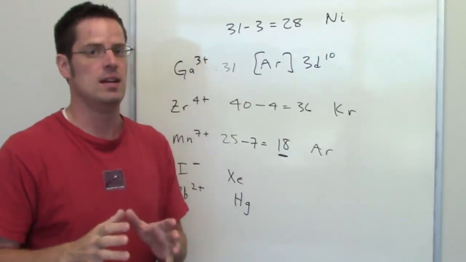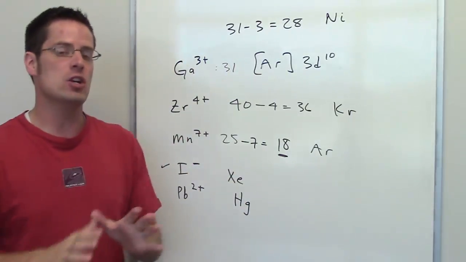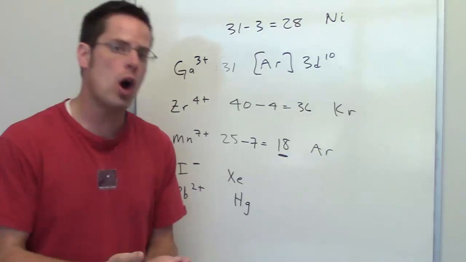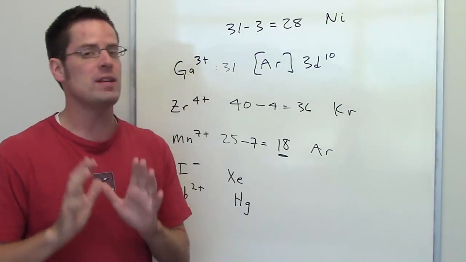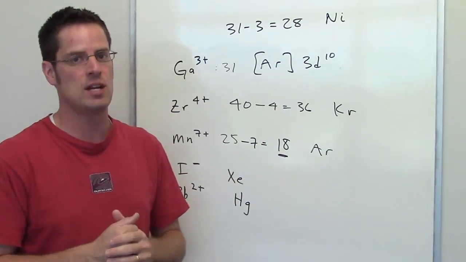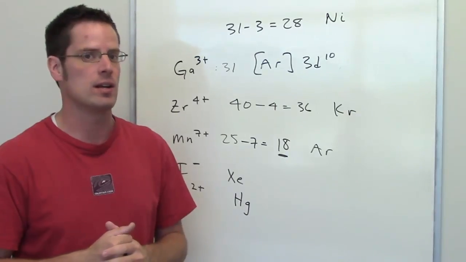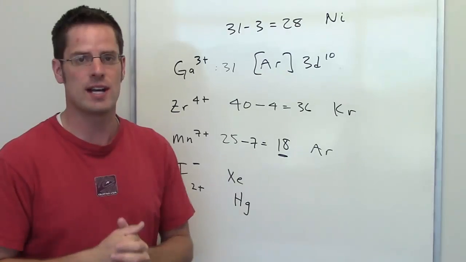It doesn't. However, that's not what the question is asking. It's asking what neutral element is isoelectronic with gallium 3+. That term, isoelectronic, really only means what element has the same number of electrons as gallium 3+, not the same electron configuration. Therefore, the correct answer to this question is element 28, which is nickel.